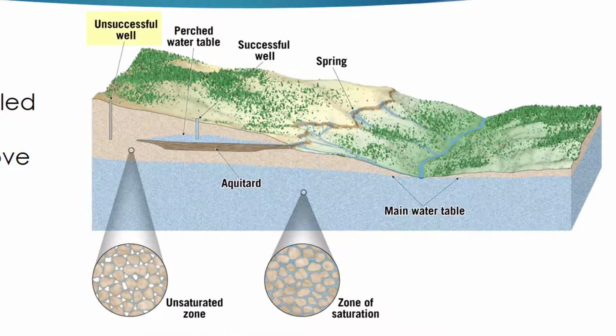So let's take a look at this unsuccessful well that was dug. This person tried to dig a well, but it wasn't deep enough, because for the well to function and provide water, it has to get into the water table. So for this well to have been successful, these folks should have dug the well far deeper.